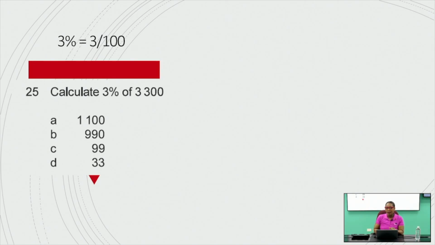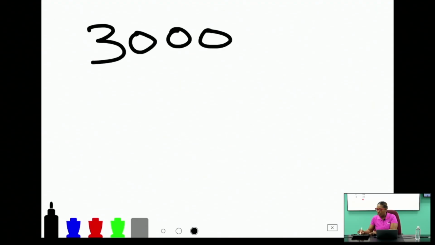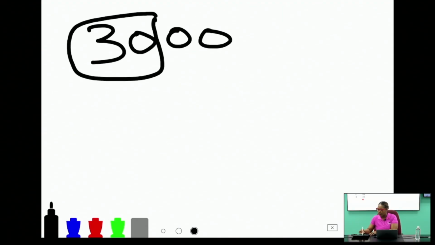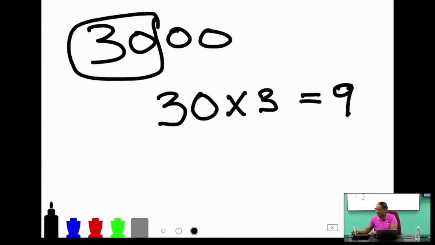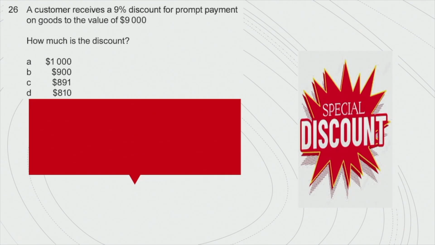And then 3% of 3,000. So what we're saying, for every 100, let's look at it. For every 100, so we have 3,000. How many 100 do we have in 3,000? We have 30. So if we were to 30 times 3, it would give us 90. And remember, we have a 9 there. So our total should be 99. So 3% of 3,300 is 99. All right? So that would be option C. Hope you got that one as well. Moving on to question 26.